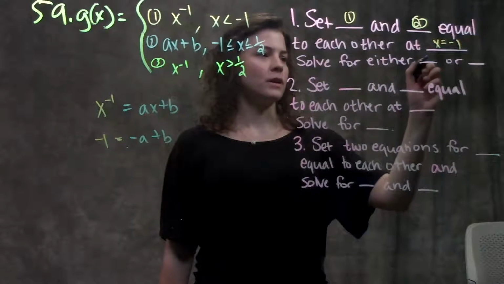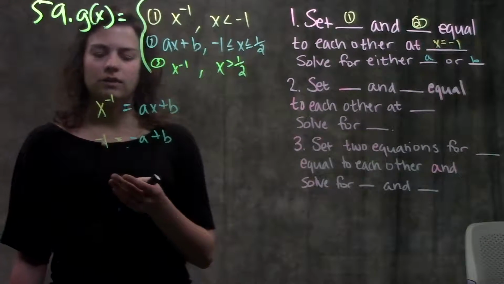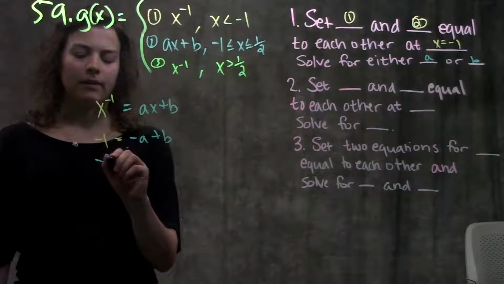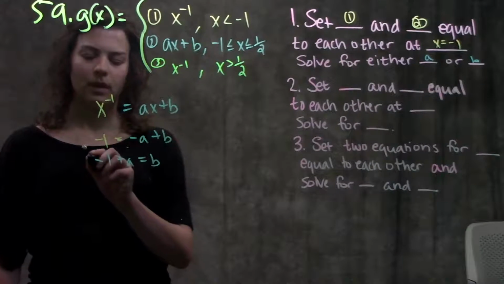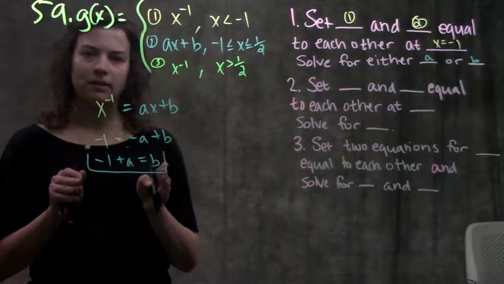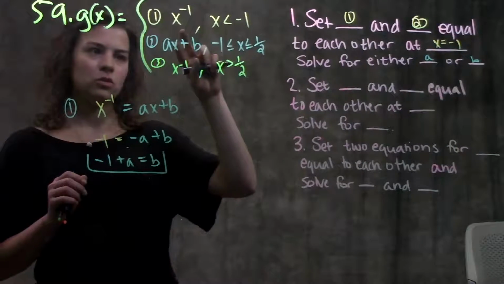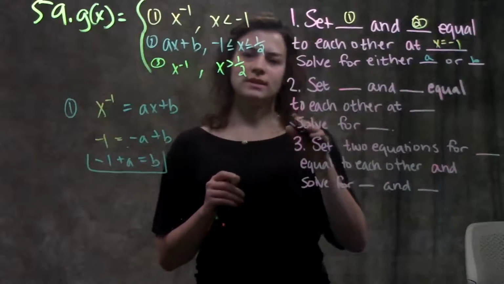So next part, solve for either a or b. All right, going back over here, it looks a little bit easier to solve for b, so I'm going to add a over to the other side, and that gives me -1 plus a is equal to b. All right, we have this equation. Let's box it off, set it aside for now. This was step one, set these two equations equal to each other at the x value where they switch. All right, let's go on to step two.